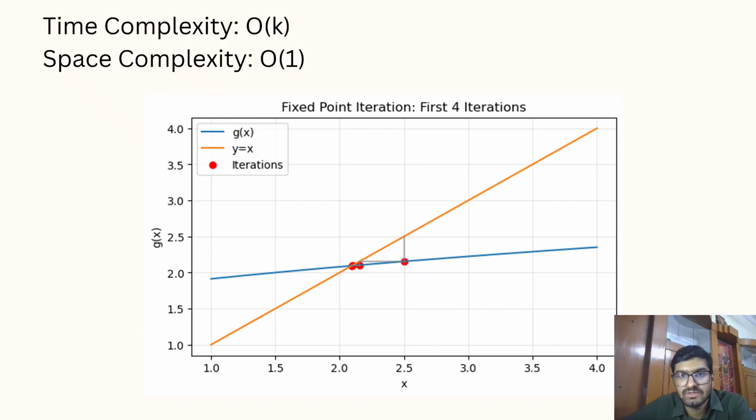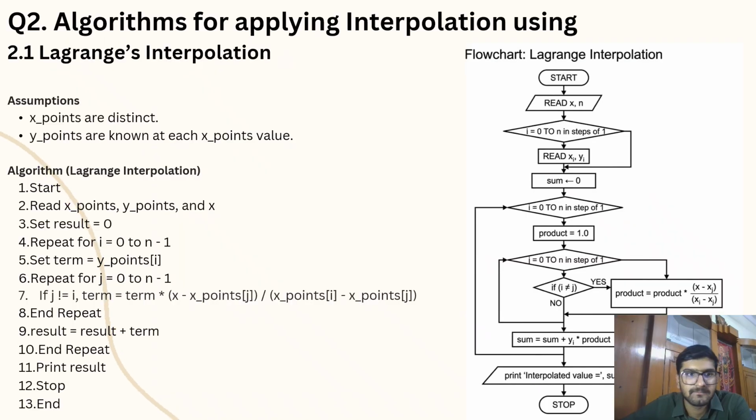Now this diagram shows the geometrical interpretation of this method, where the value of x is varying from the first iteration to the fourth iteration.